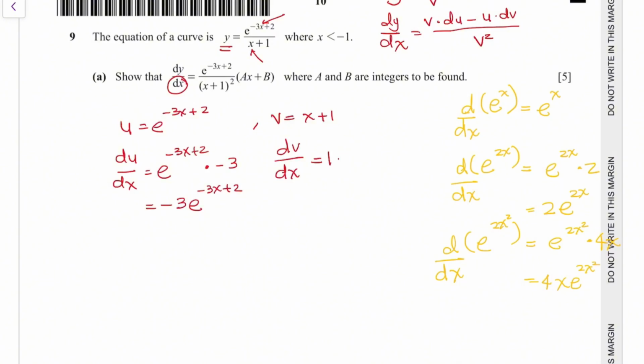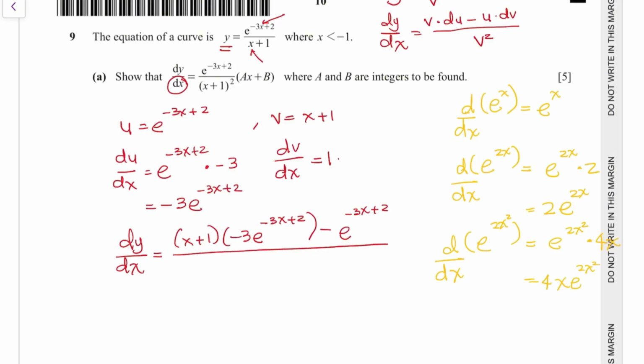Therefore, if I want to find dy over dx, then it's simply v times du. My v is x plus 1. My du dx is negative 3 e to the power of negative 3x plus 2. And then I have to subtract u, which is e to the power of negative 3x plus 2 times 1. Okay, I'll just keep that over v squared, which is x plus 1 squared.